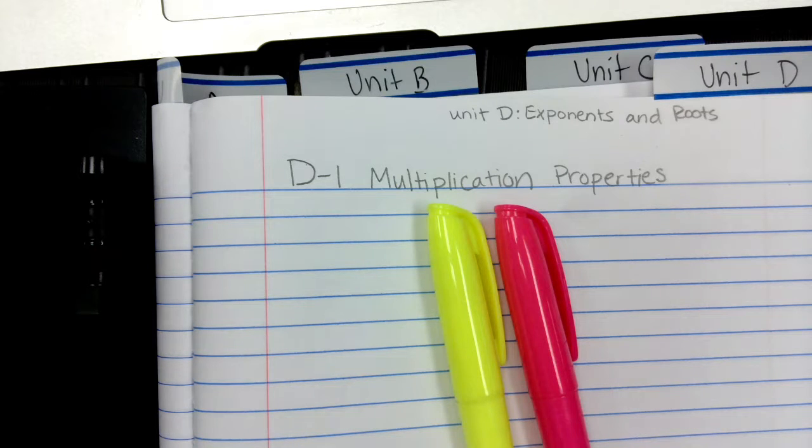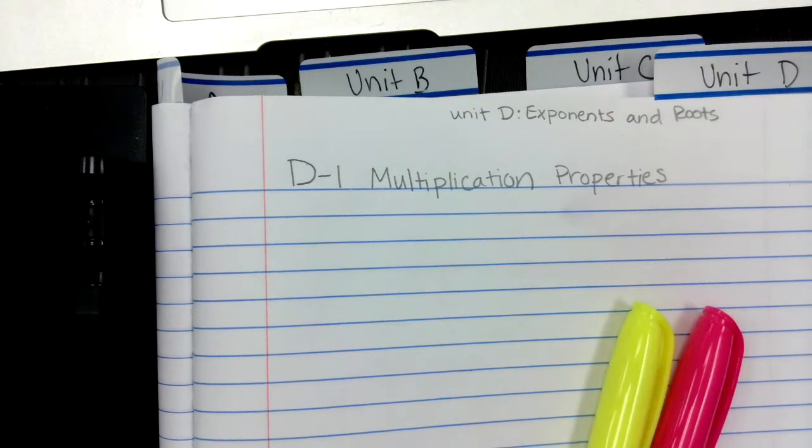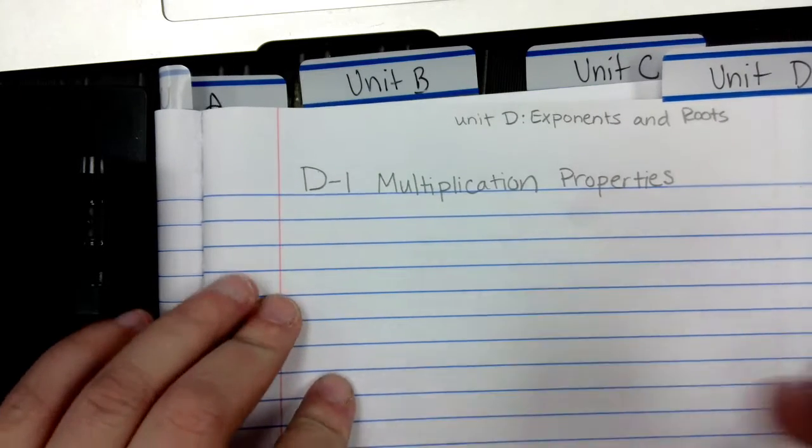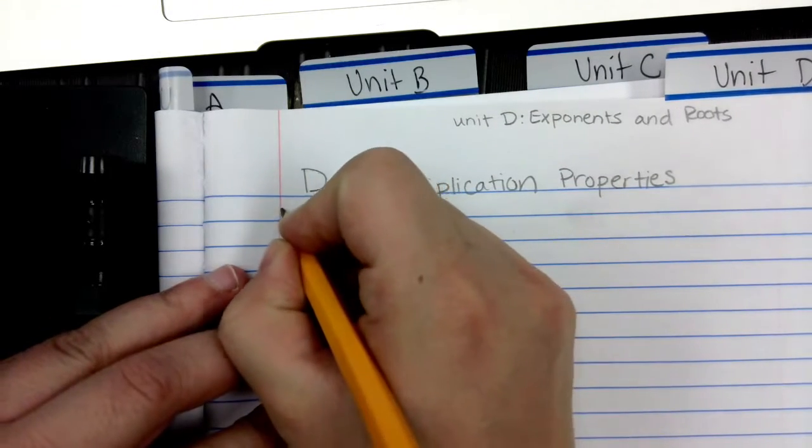All right, D-1, multiplication properties. My notes take up about a page, but mine are almost exactly a page, so yours might be a little over, and that's okay. All right, first thing we're going to do is identify what is a power.